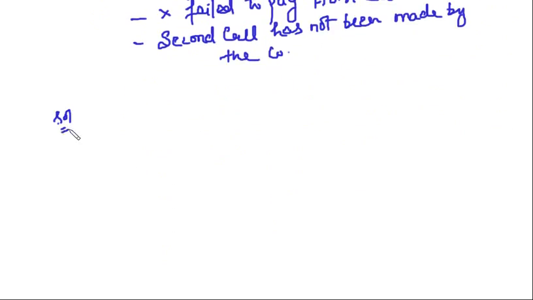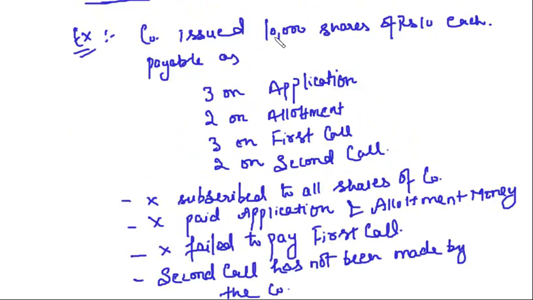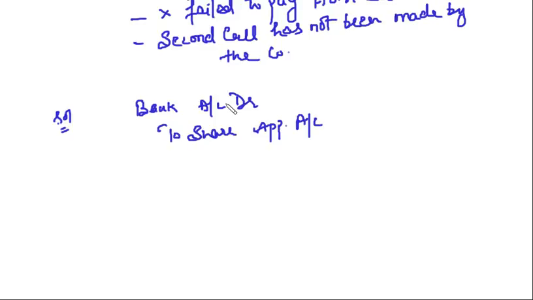Let us do the solution now, and try to understand forfeiture of shares. What is the first entry? You receive applications, and along with applications you receive application money. What is the entry? Bank account debit to share application account, right? How much? On 10,000 shares, 3 is payable at the time of application. So I will say 10,000 multiplied by 3, that is 30,000. Clear? So this is the money you received along with the applications.